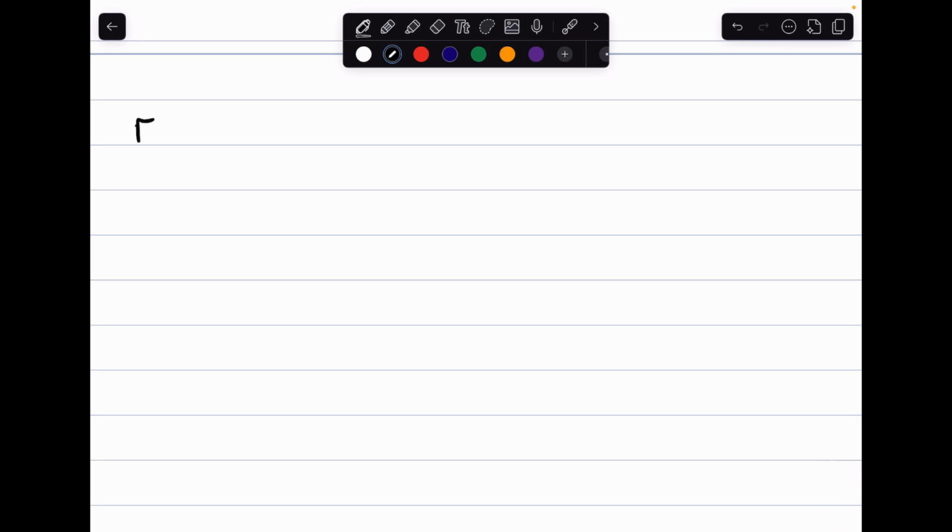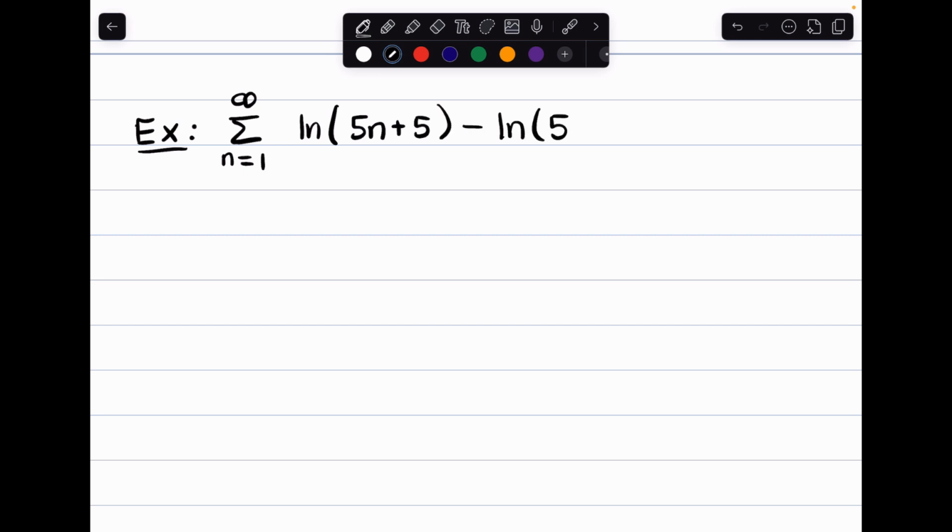All right, now we're going to look at a couple different series and different techniques that you can use to find the sum. So let's start off with the sum from n equals 1 to infinity of, let's say, natural log of 5n plus 5 minus natural log of 5n plus 10.